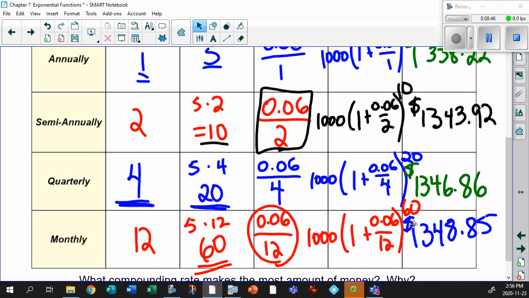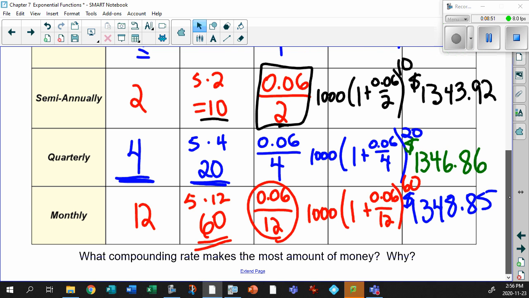This is one of the reasons why credit cards charge you per month. They know by charging you per month, and if you don't pay your entire bill, they know they can make the most amount of money out of you. So, who makes the most amount of money? Monthly, of course, makes the most amount of money.